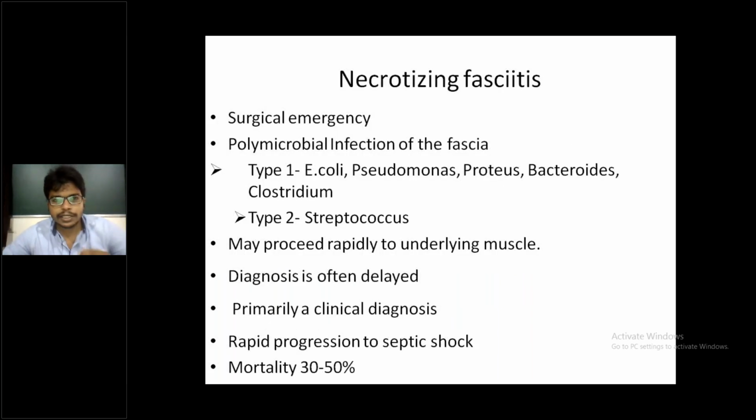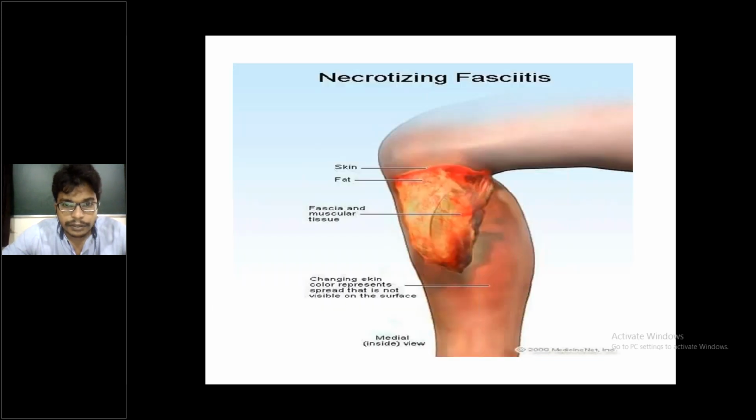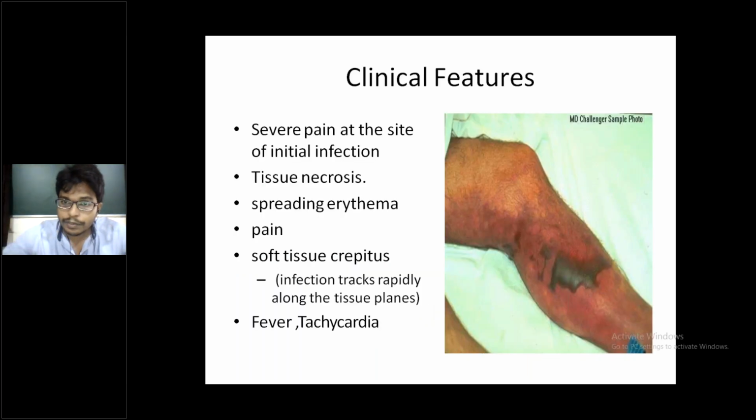And necrotizing fasciitis. This is one of the surgical emergencies, and patients who are not treated with this condition may succumb, meaning they may die. Mortality is 30 to 50%. See, whatever you see is the infection, and underlying the skin the infection is also spreading. Because of this, the skin infection spreads so rapidly. So this is a real photo.